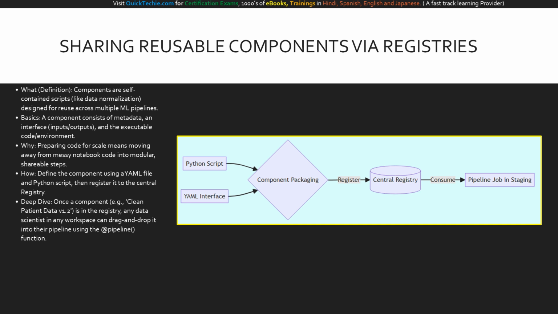Here we see the anatomy of sharing a component. We take our raw Python script and our YAML interface and combine them in the component packaging step. We then register that package up to the central registry. Finally, that component is consumed directly by a pipeline job running in a completely different environment, like staging.